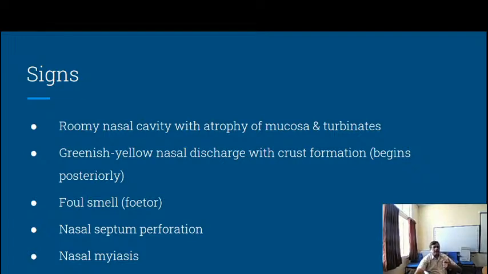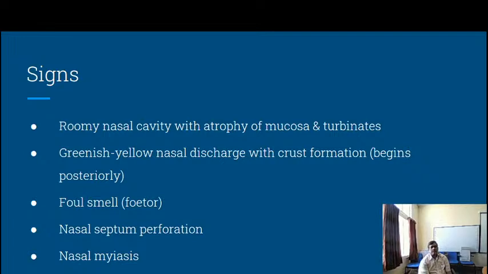Then on anterior rhinoscopic examination, you will see that the nasal cavity is so roomy that sometimes you can see right up to the nasopharynx. You can see the choana, and then the nasopharynx. Sometimes when they swallow, the soft palate movement can also be appreciated. That means the entire nasal cavity becomes very roomy, because the turbinates become very small, and there is atrophy of the mucous membrane.